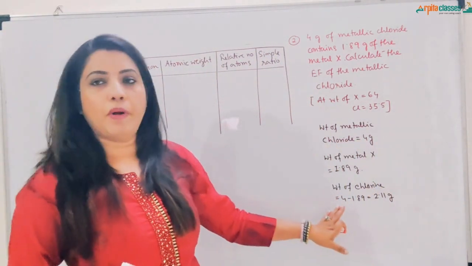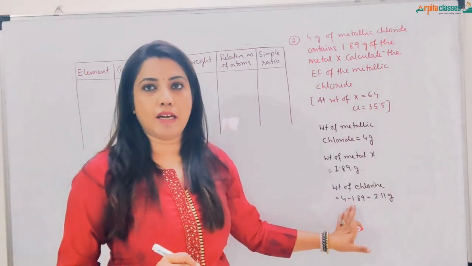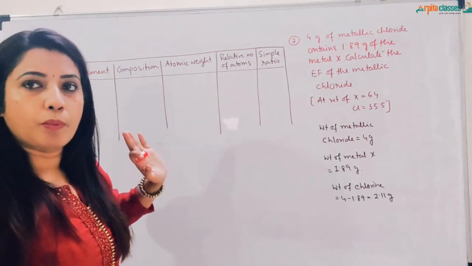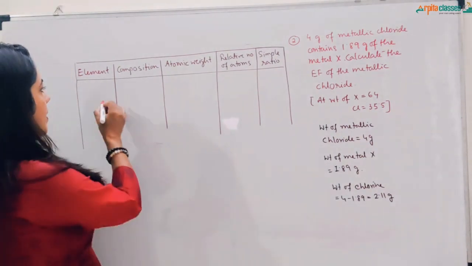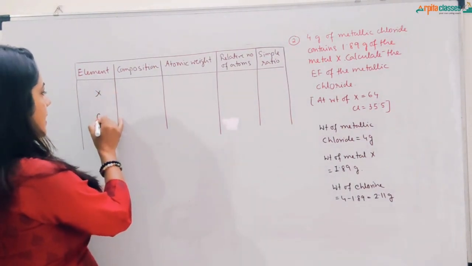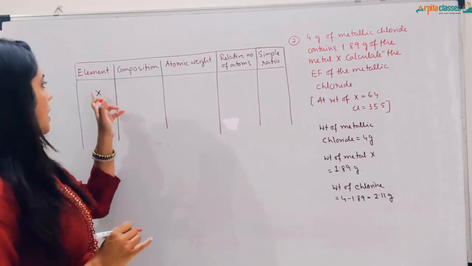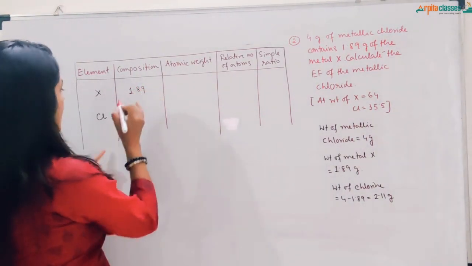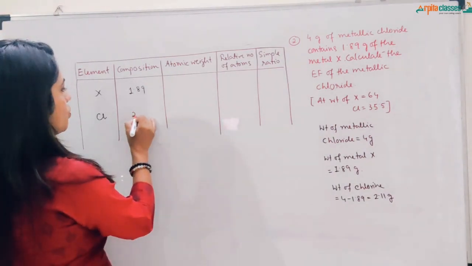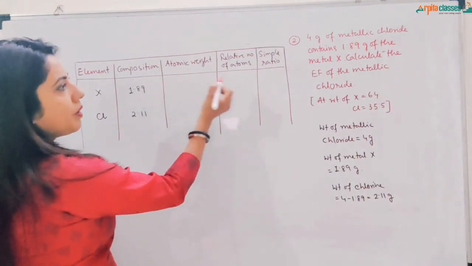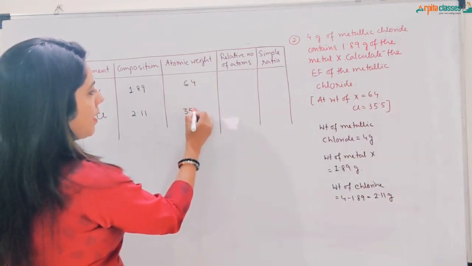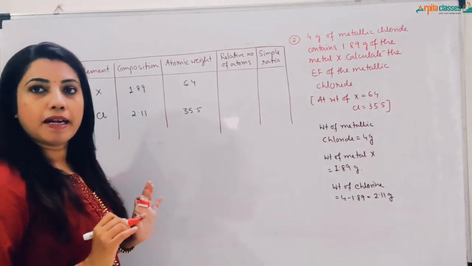So now here the percentage is not given, weights are given. So in the table, instead of percentage, I have written composition. So here what are the elements? One is your metal X and the other one is chlorine. Metal X composition is 1.89 and chlorine's composition is 2.11. Atomic weight of the metal which is given is 64 and chlorine is 35.5. Rest of the part is same.